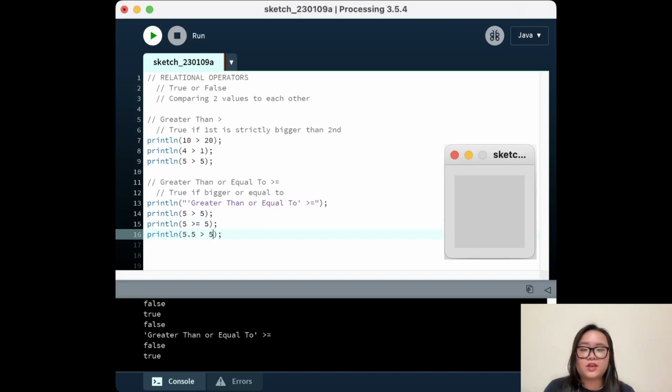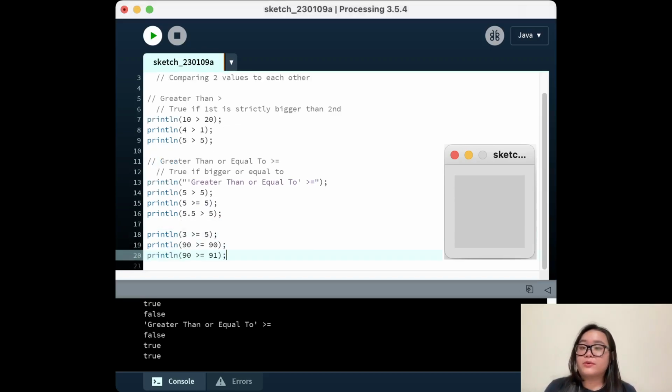You may end up using greater than or equal to more than greater than, but it's really important to know the difference between the two operators. Here are some more examples. 3 greater than or equal to 5 would evaluate as false as 3 is not bigger than 5. 90 greater than or equal to 90 would evaluate as true, and 19 greater than or equal to 91 would evaluate as false.